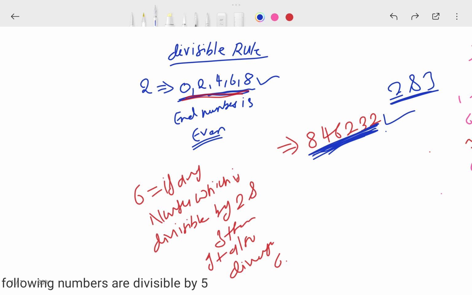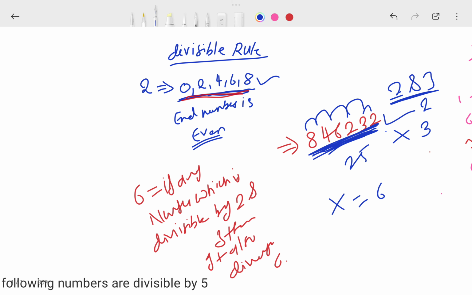Now we have to check whether it is divisible by 3 or not. So check 8 plus 4 is 12, 12 plus 6 is 18, 18 plus 2 is 20, 20 plus 3 is 23, 25. Is 25 there in the 3 table? No, it is not there. It means that this is not divisible by 3. It is divisible by 2 but not divisible by 3. It means that this is not divisible by 6.